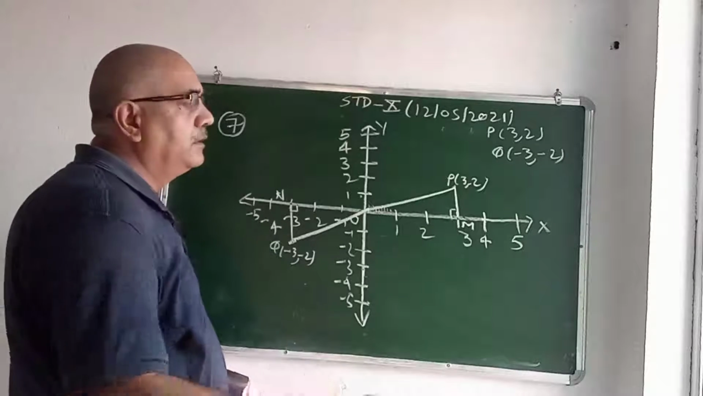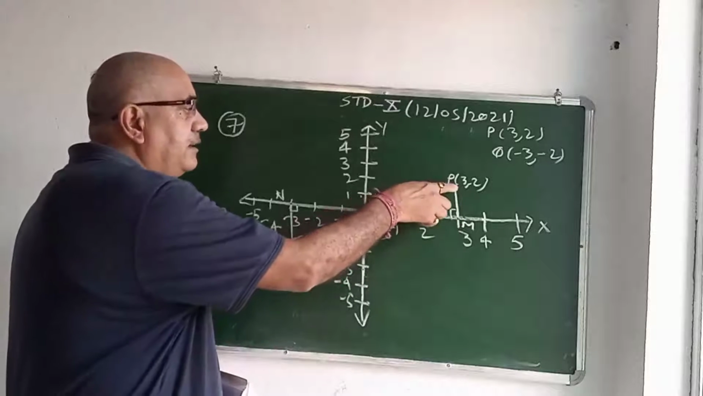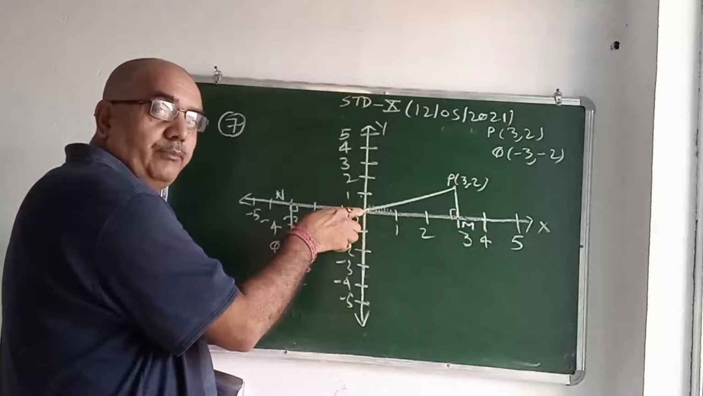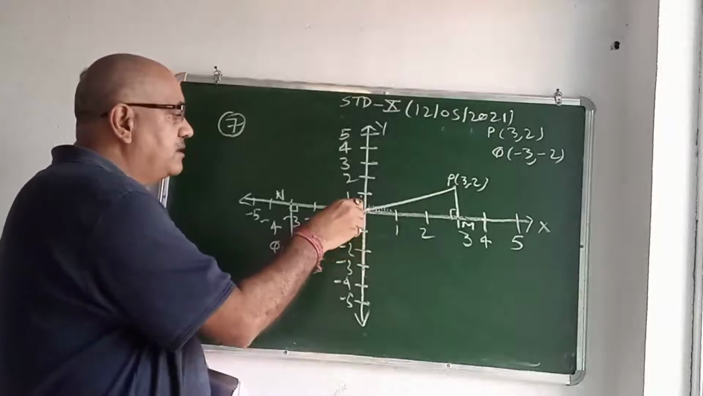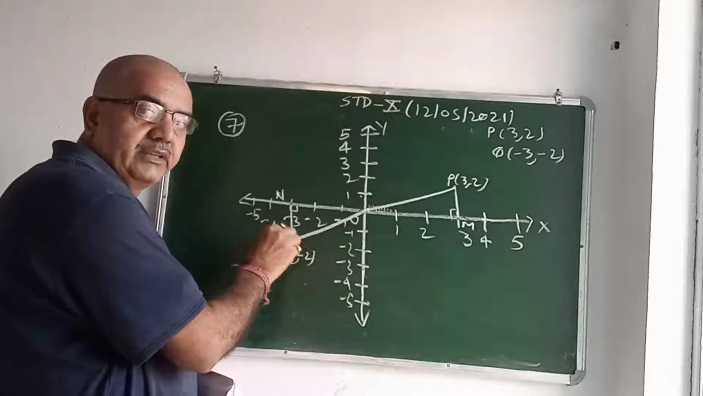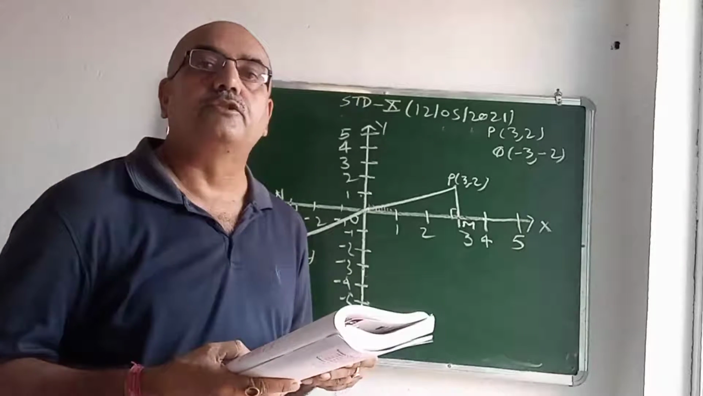Do you follow this one? P is reflected through origin. Take the scale and join through O. Origin behaves as a mirror. The object distance is equal to the image distance, up to the same length here. So what is the coordinate? The coordinate is (-3, -2).